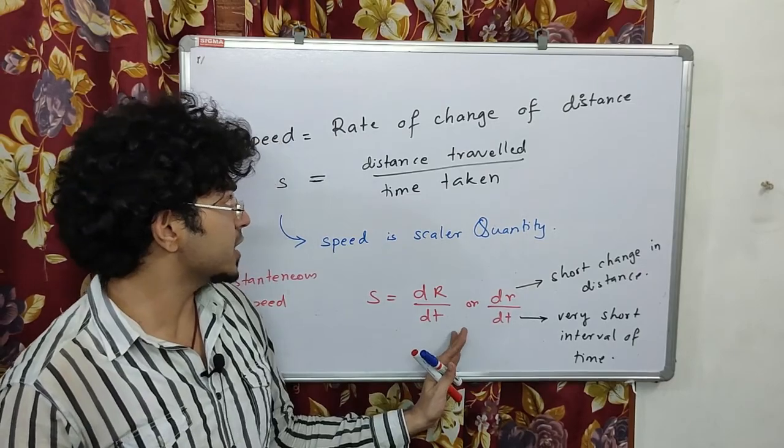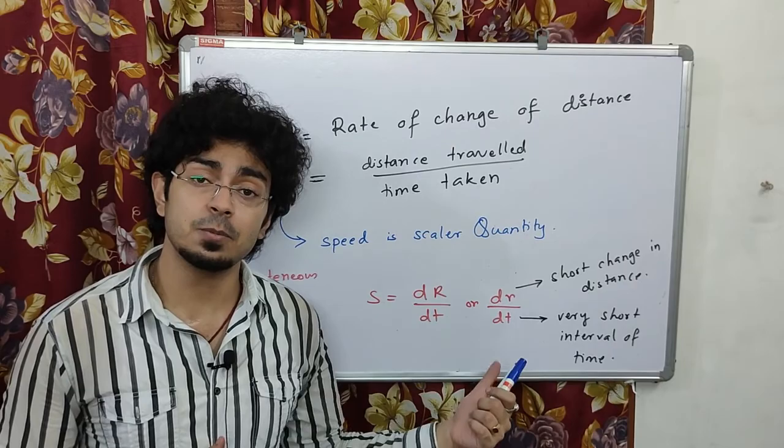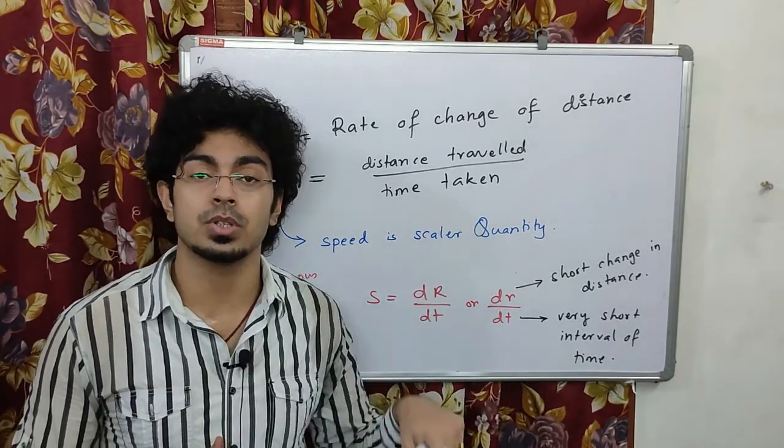So this is instantaneous speed, and what is speed? Rate of change of distance. So what is the difference between speed and velocity? We are going to see it now.